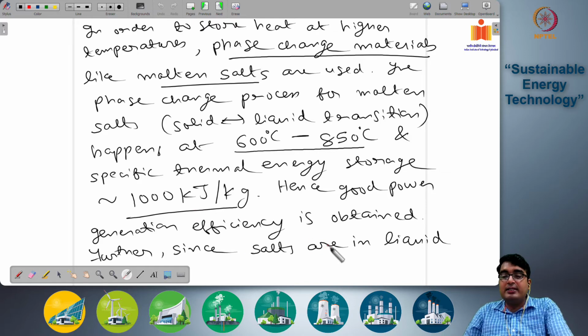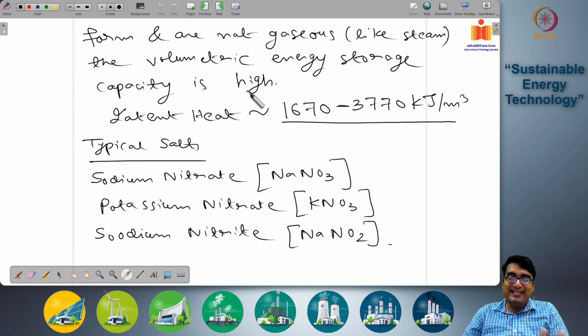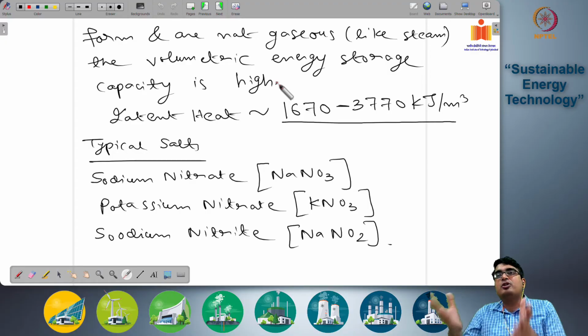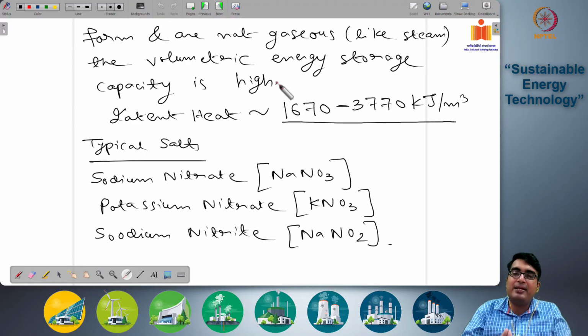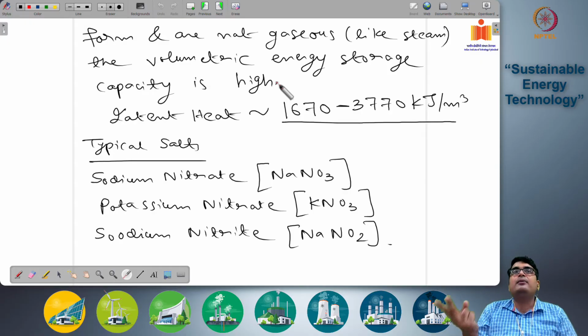Further, since salts are in liquid form and are not gaseous like steam, the volumetric energy storage capacity is quite high. So the entire requirement of compressing the steam is not there. And hence you have a larger volumetric heat storage capacity, because liquid salt is much denser than even compressed steam. So you are saving the energy required to compress the steam firstly, and because it's a significantly denser liquid than a gas, your volumetric energy storage capacity is quite high.